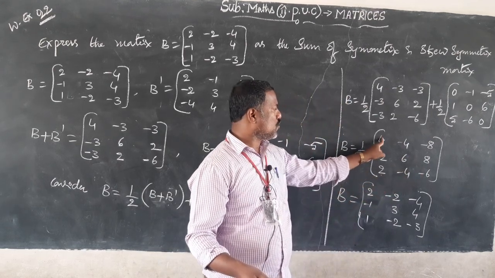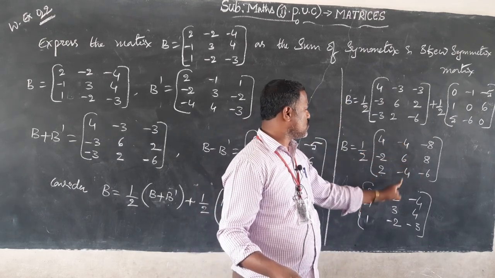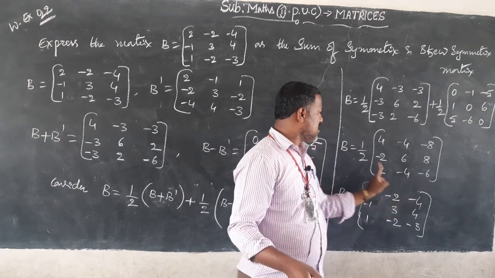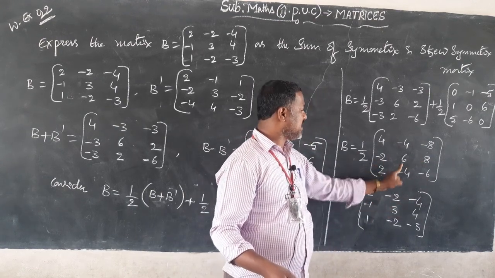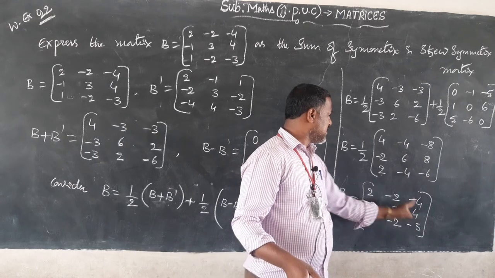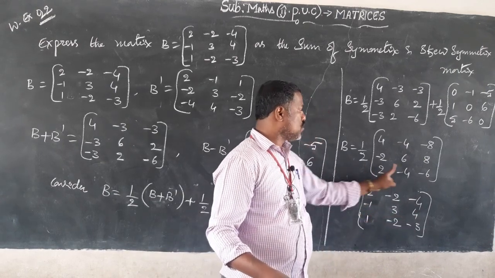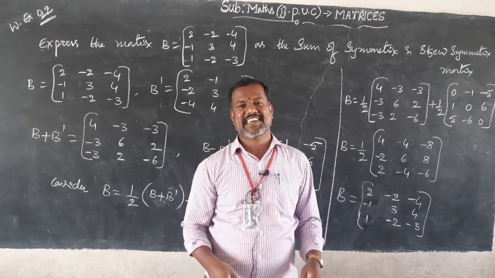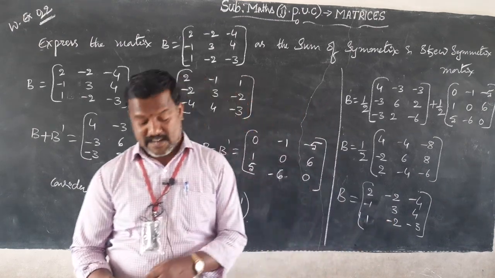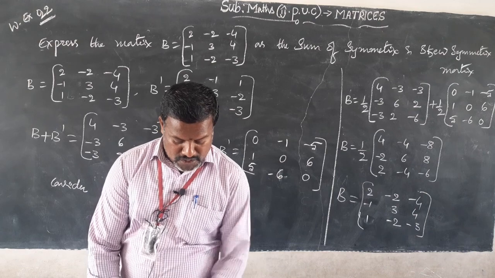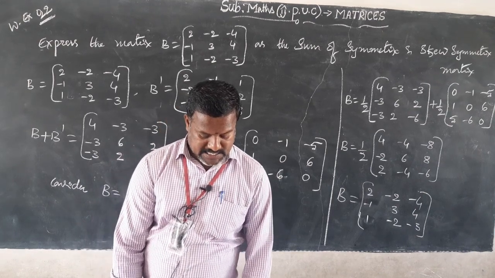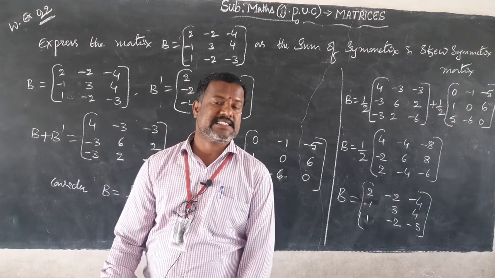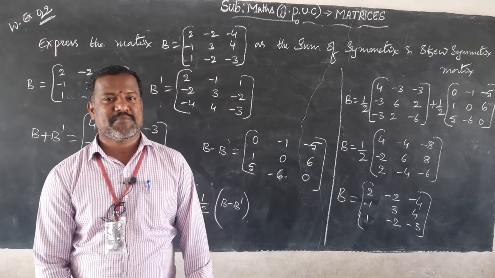Simply, next 2 2s, 2 minus 2s, 2 minus 4s, 2 minus 1s, 2 3s, 2 4s, 2 1s, 2 minus 2s, 2 minus 3s. This is what we called as the given matrix. Understand children? This way we are going to do the problems, that is how to express any square matrix as a sum of symmetric and skew symmetric matrix.